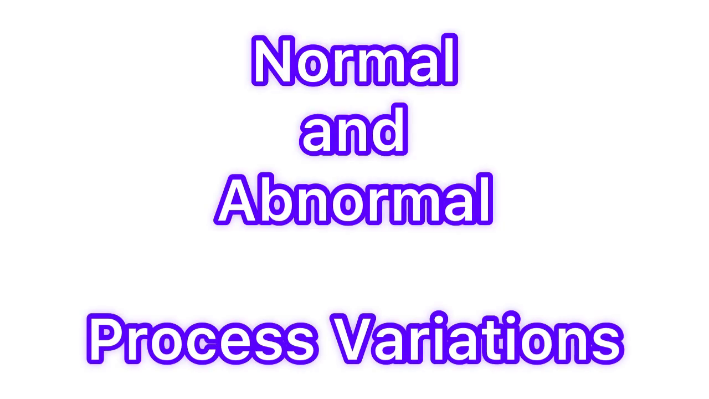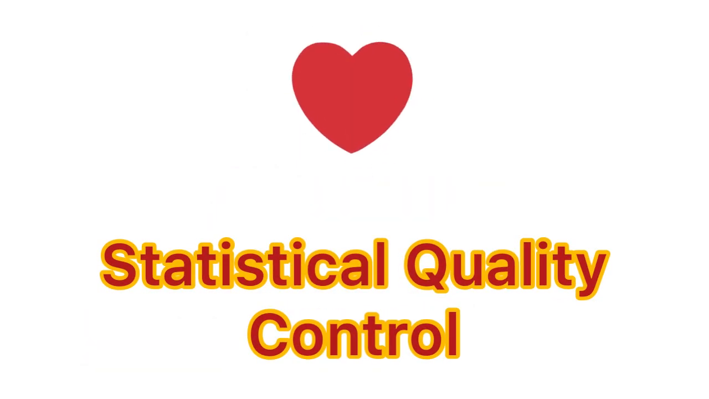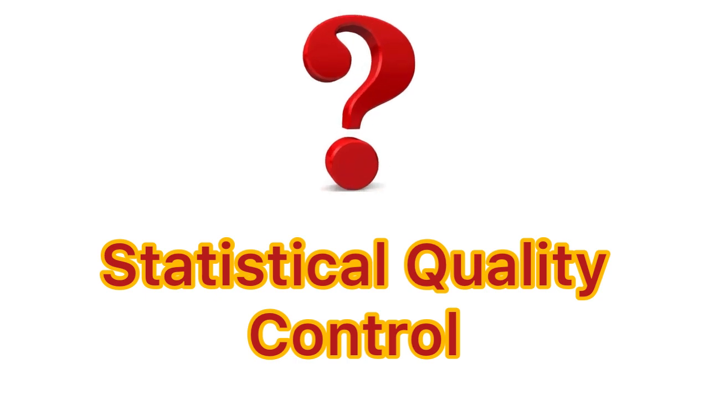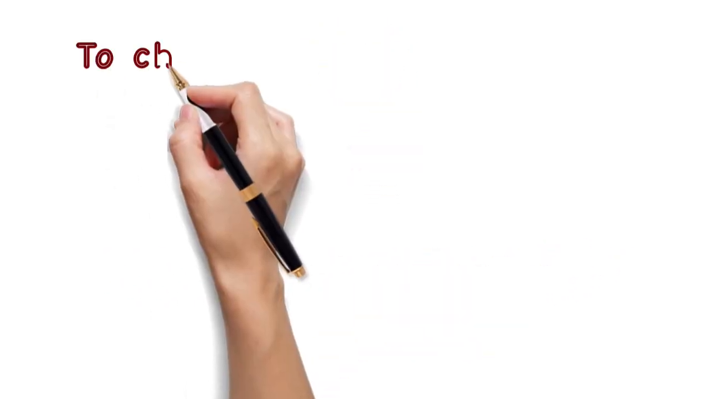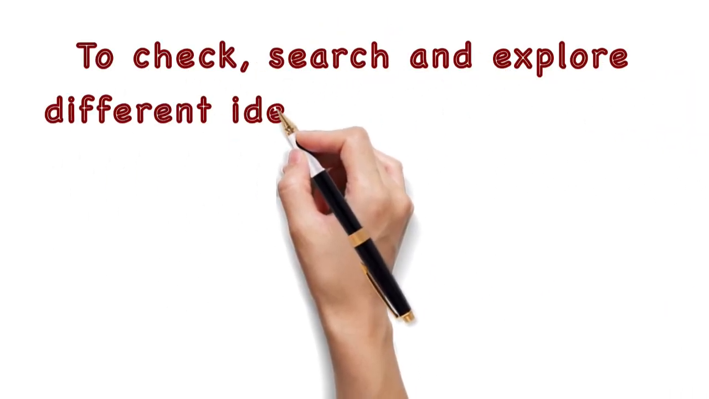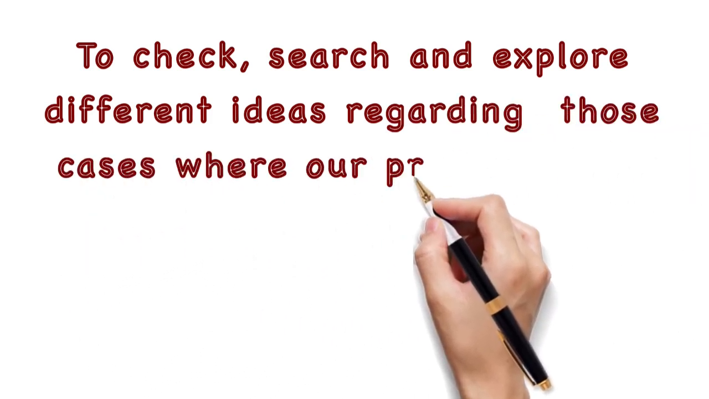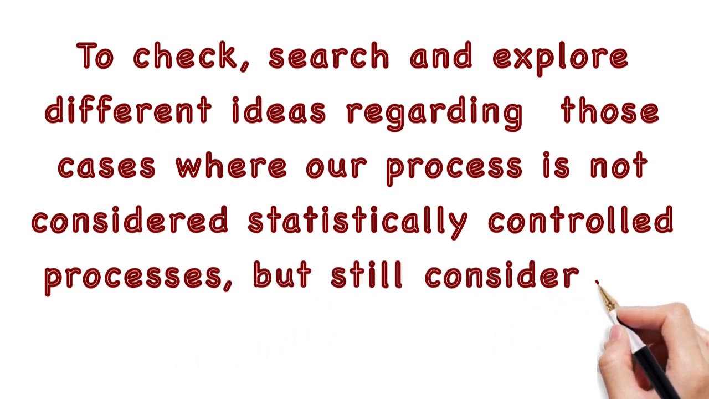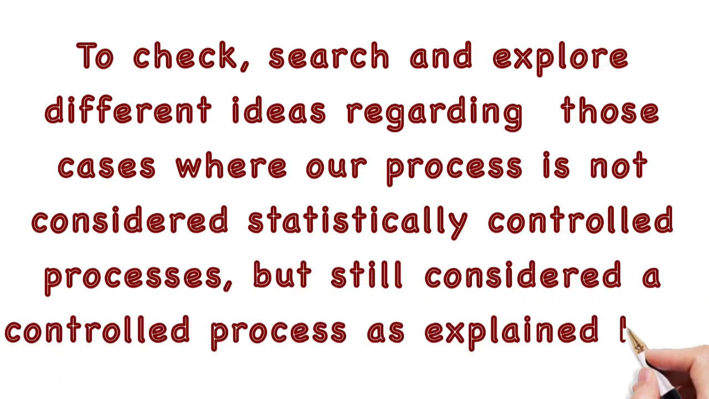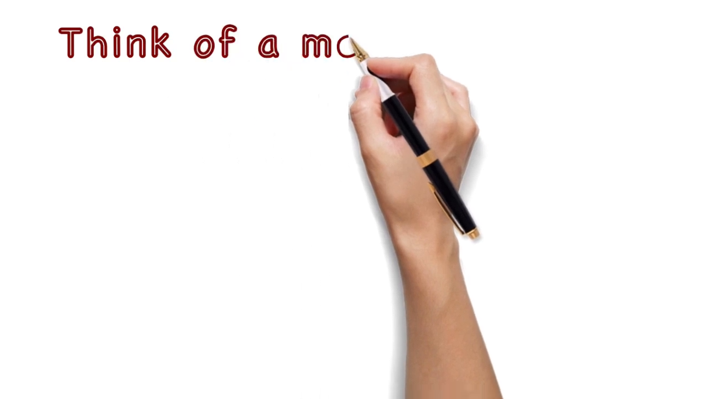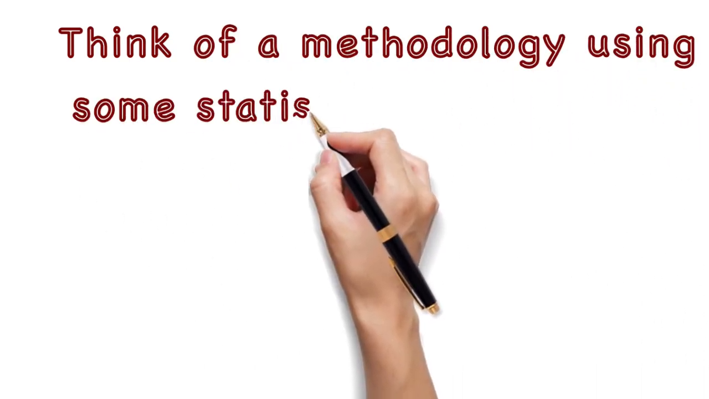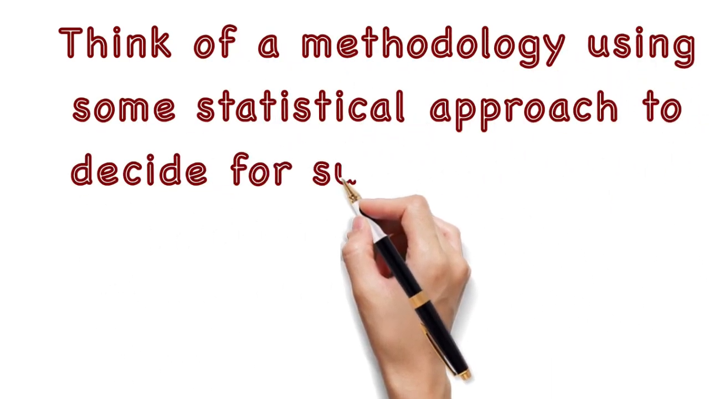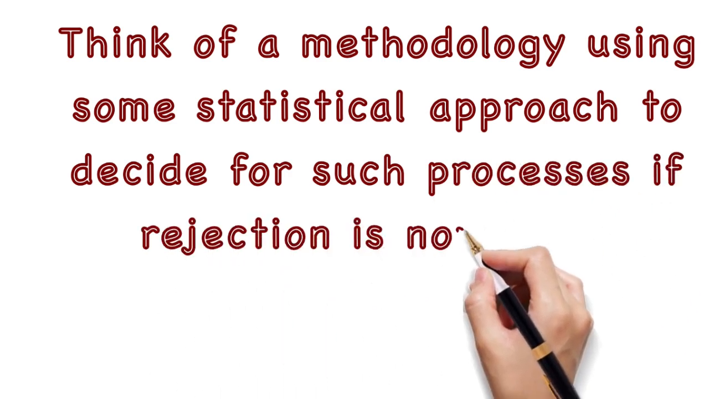Now, after this long introduction about normal and abnormal process variations, and for those interested in statistical quality control, I have one open question for them. Please check, search and explore different ideas regarding those cases where our process is not really considered a statistically controlled process, but is still considered a controlled process as explained here. So can you think of a methodology, using some statistical approach, to decide for such processes if rejection of these processes is normal or abnormal?